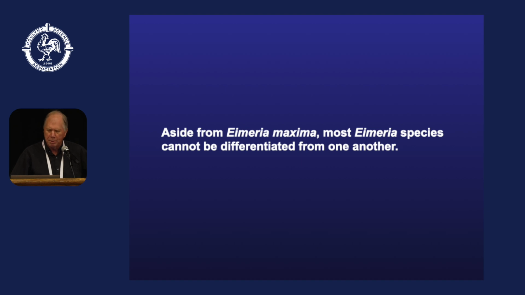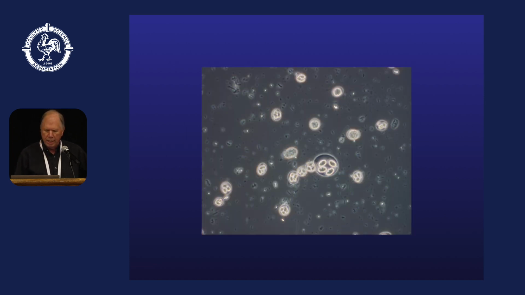Aside from Eimeria maxima, most Eimeria species cannot be differentiated from one another microscopically. This is an example of a slide of oocysts isolated from fecal material. When we've done molecular analysis of this sample, we find 4 or 5 different species. But I think you'd be hard-pressed to distinguish the other species, except for Eimeria maxima, which is the largest. So molecular biology based on sequence differences of different species is very useful.